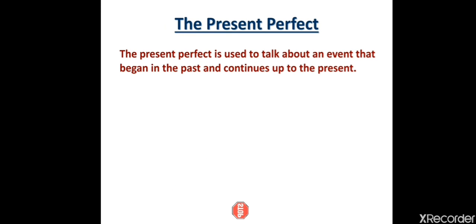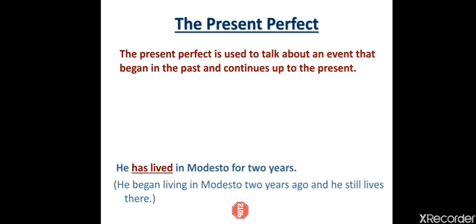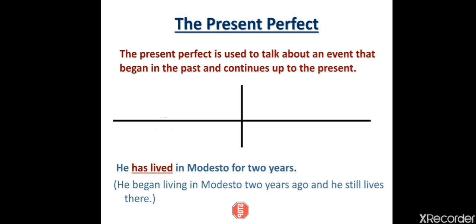Present perfect. In present perfect, we use the V3 form of the verb in all the sentences. This present perfect is used to talk about an event that began in the past and continues up to the present. So therefore, the picture shows the cross mark in all the past tense up to the present moment.